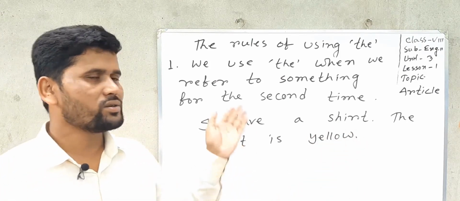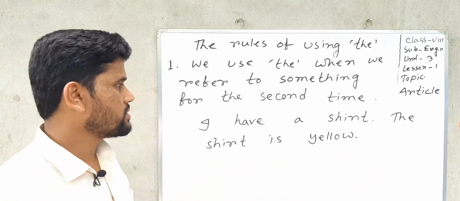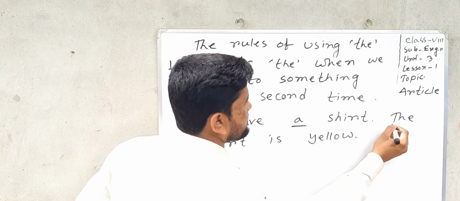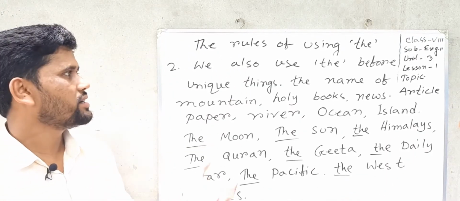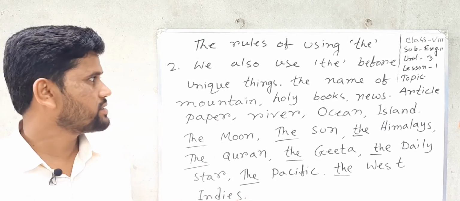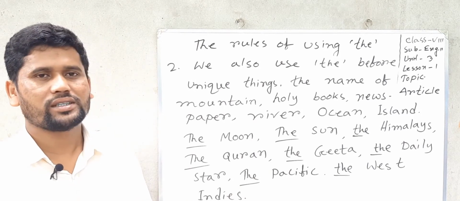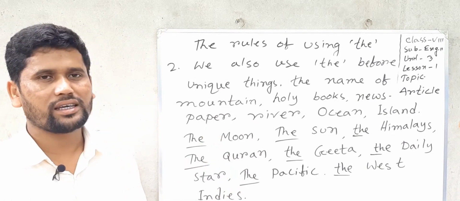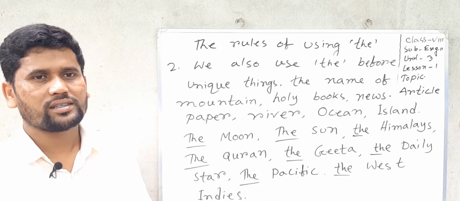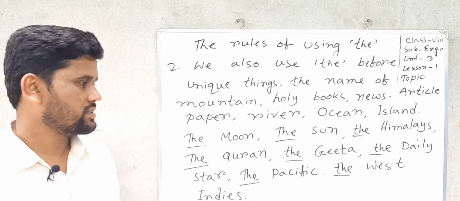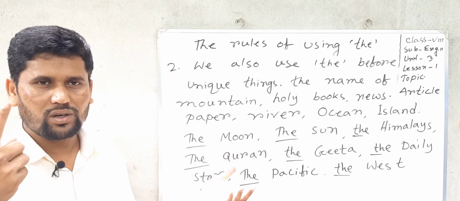But when I use this word the second time, I use the. So the first time we can use a, and the second time we can use the. We also use the before unique things: the names of mountains, the names of holy books, the names of newspapers, the names of rivers, the names of oceans, the names of a group of islands, such as the moon. It has no alternative, it's only one.